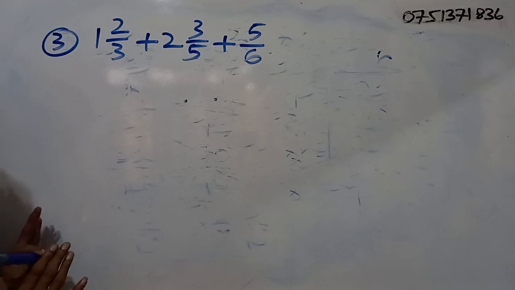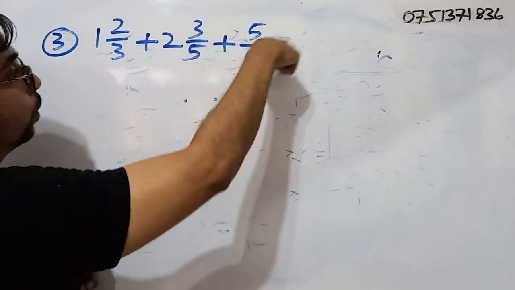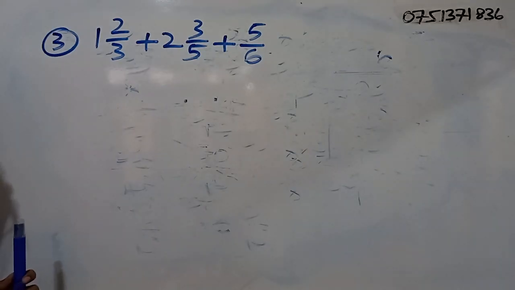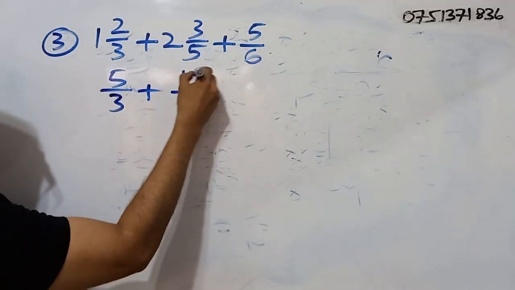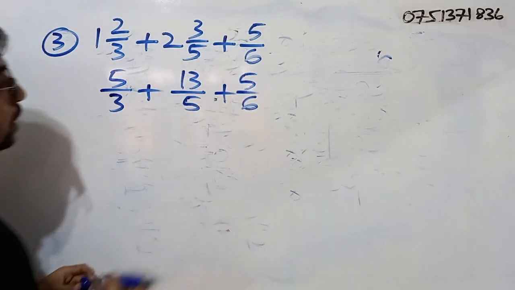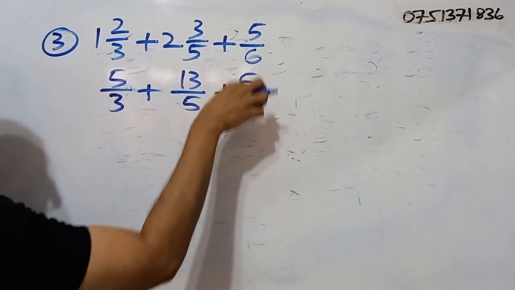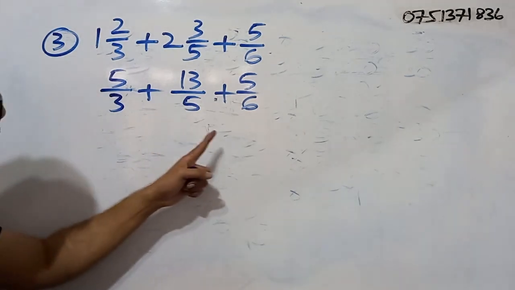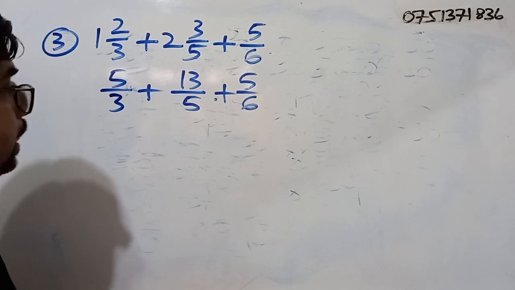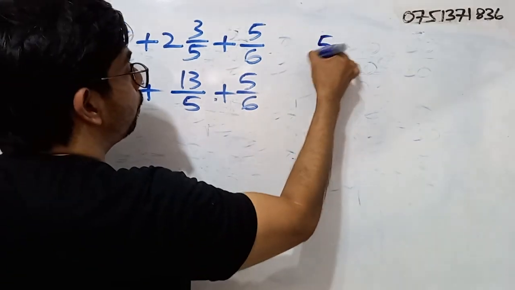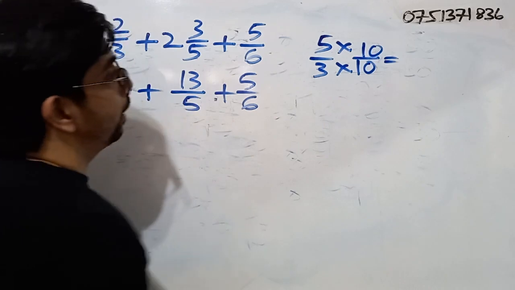Right? So we have to convert all the mixed numbers into what? Improper fractions. Right? So this is what? A proper fraction. Right? So here what do we get? 5 by 3 plus 13 by 5 plus 5 by 6. So we have 5 by 3, 13 by 5 and 5 by 6. So we have three denominators, 3, 5 and 6. What is the least common denominator? 30, right?